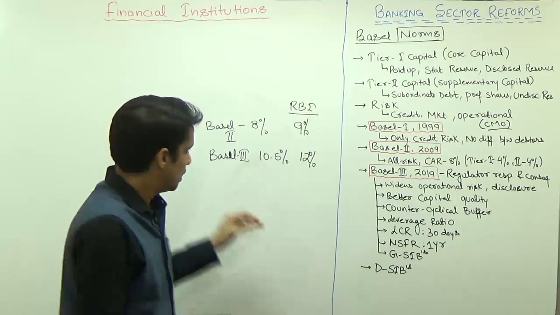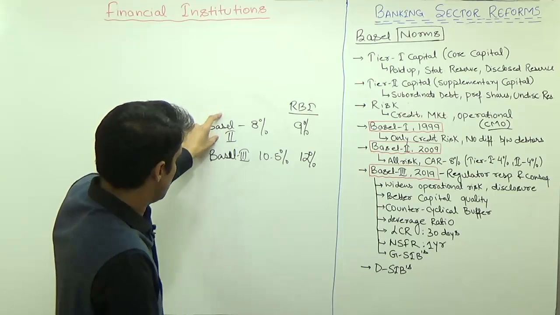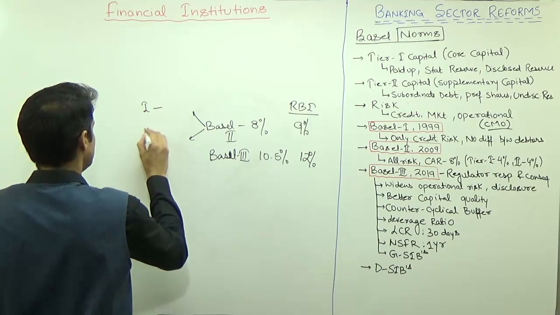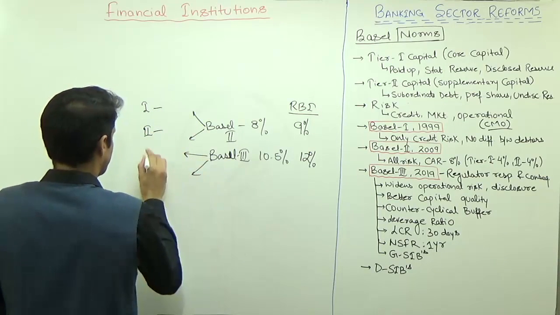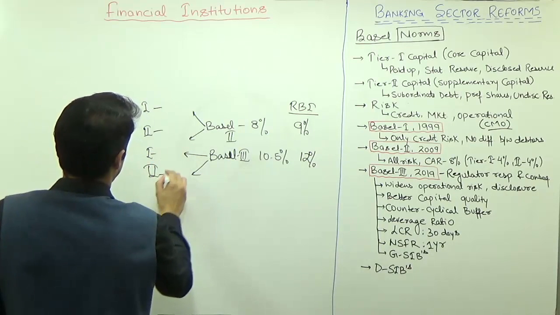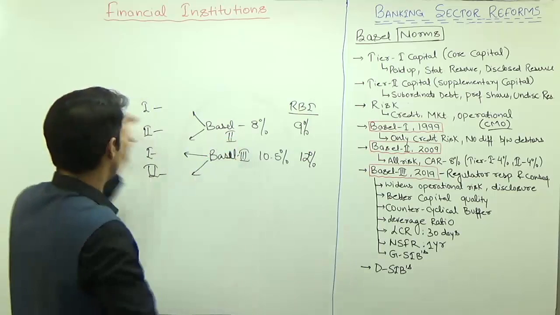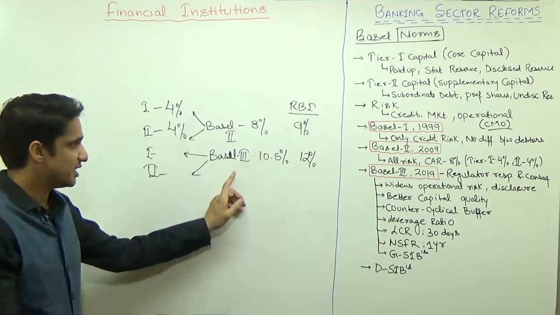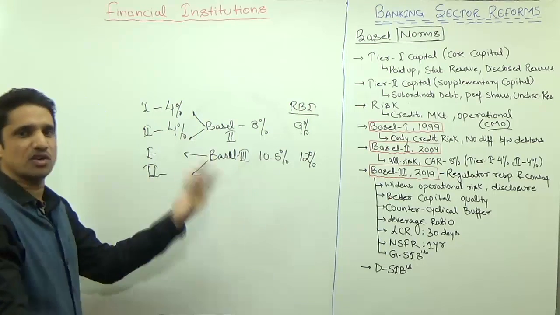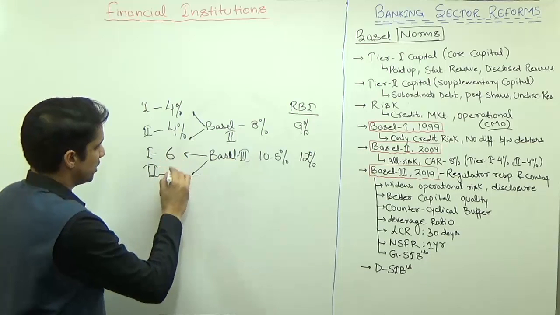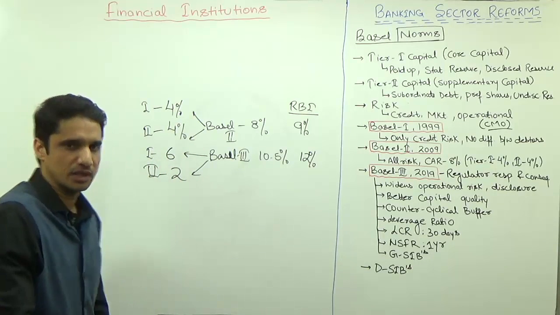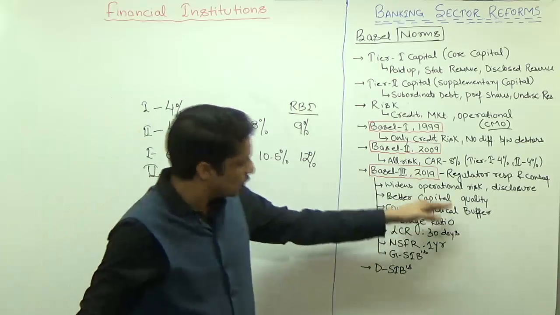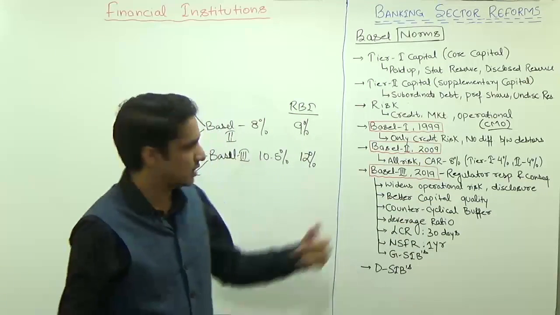Now within this CAR, there should be minimum criteria for tier 1 and tier 2. As per Basel 2, tier 1 and tier 2 both should be 4% and 4%. In Basel 3, they have improved the quality of capital by making tier 1 6% and decreasing tier 2 to 2%. Then 6 plus 2 is 8 only. How come they have come up with 10.5? Because they have created new features. These new features we will discuss in Basel 3 now.